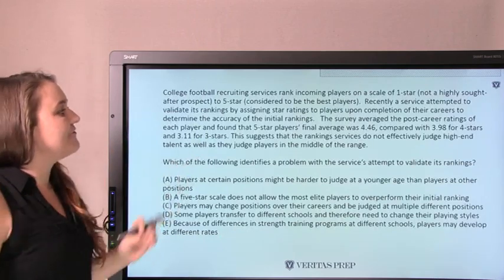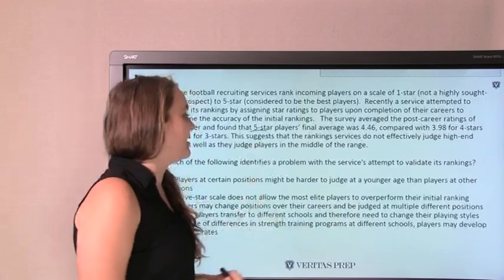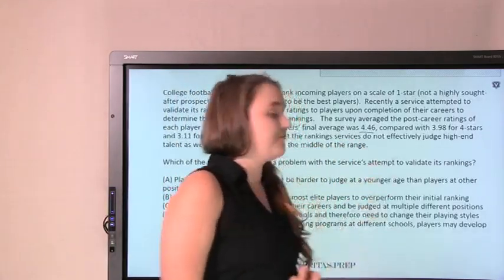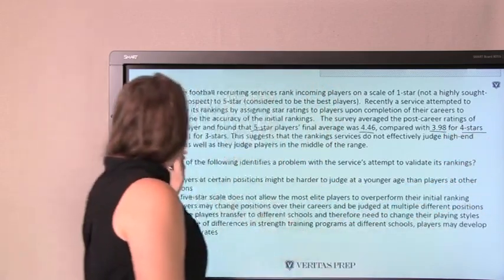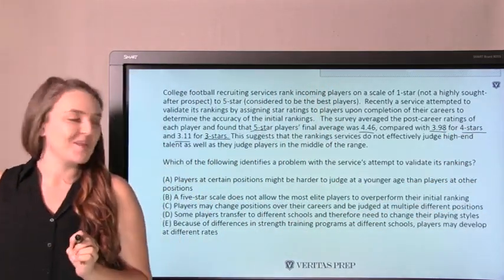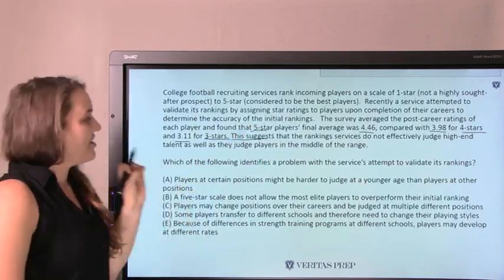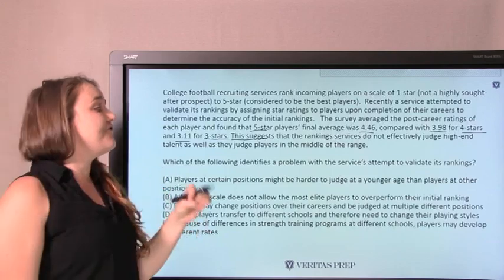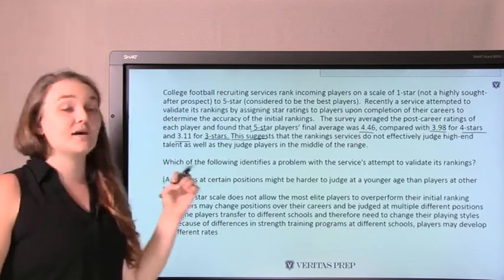The survey averaged the post-career ratings of each player and found that 5-star players' final average was 4.46, whereas for 4 stars it was 3.98, and for 3 stars it was 3.11. So this suggests, and now we've got our conclusion language, that the ranking services do not effectively judge high-end talent as well as they judge players in the middle of the range.